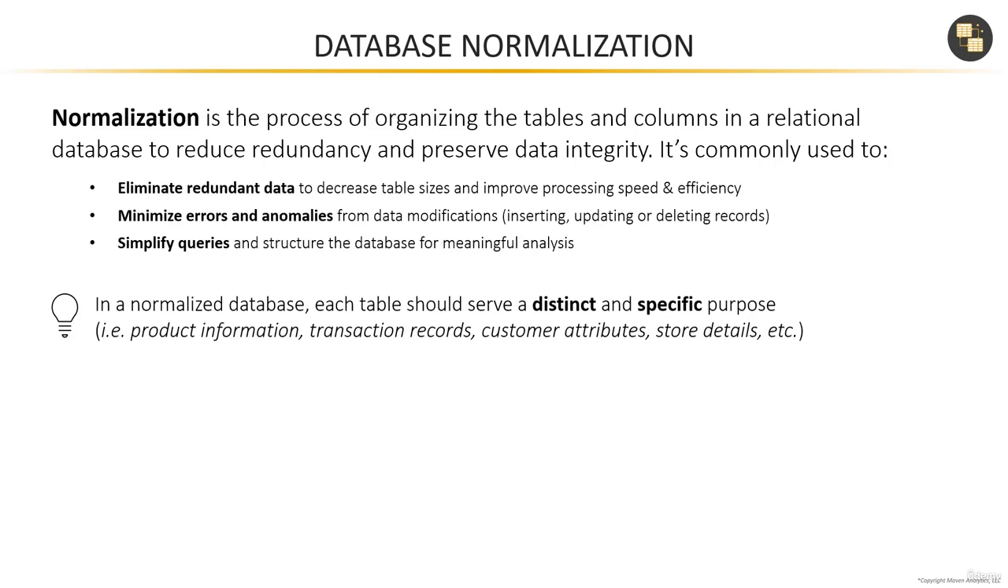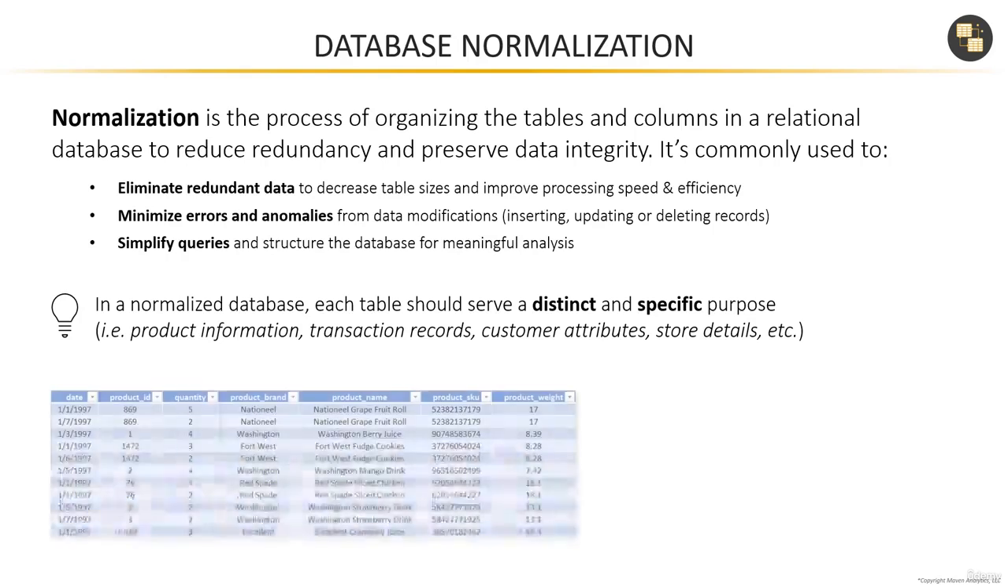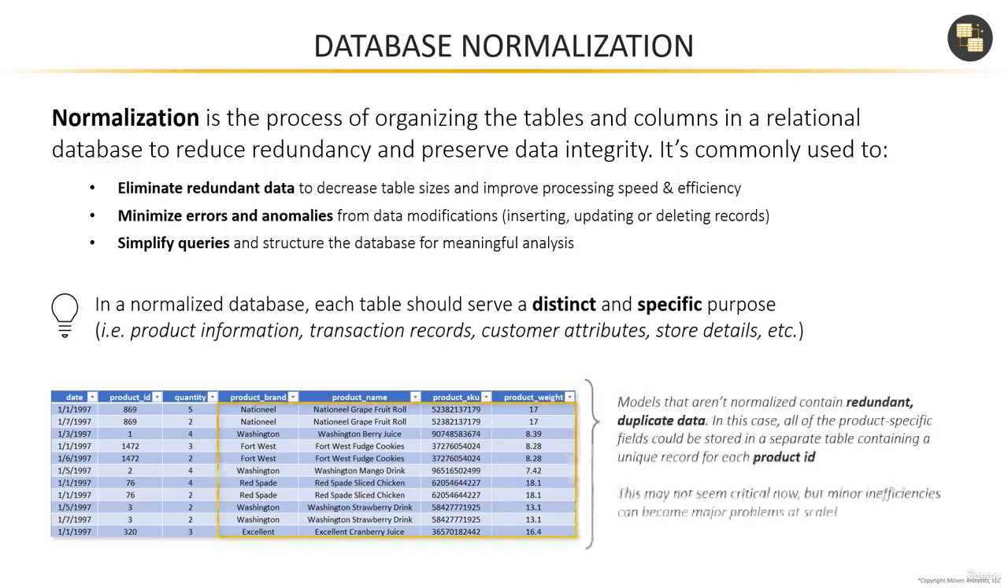So let me take a stab at kind of bringing this to life and visualizing the concept of normalization a bit. Imagine a table that looks like this. You've got transactional records here, right? You've got dates of transactions, product IDs that were sold, the quantity of goods sold, but you also have product-specific attributes stored here as well, like the product brand, the product name, the SKU, and the weight. And because you have multiple transactions per day and multiple transactions per product, you end up with a bunch of redundant duplicate fields or rows here.